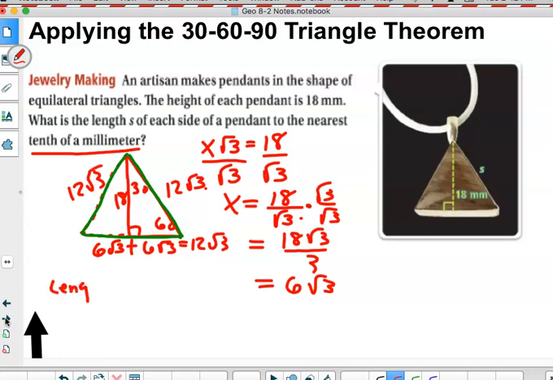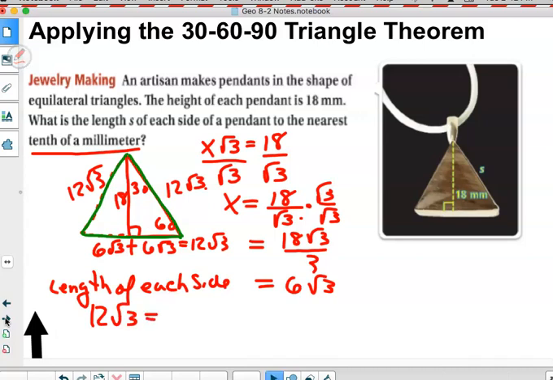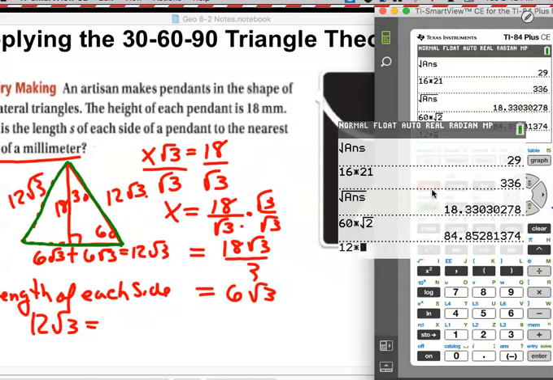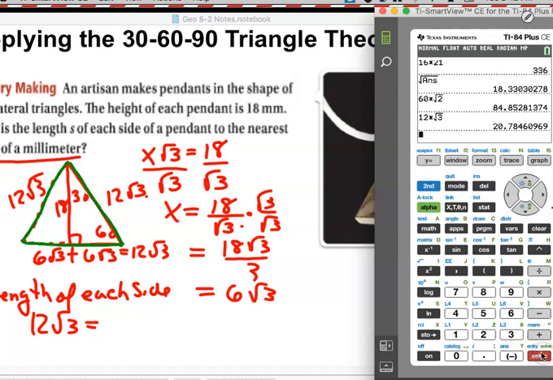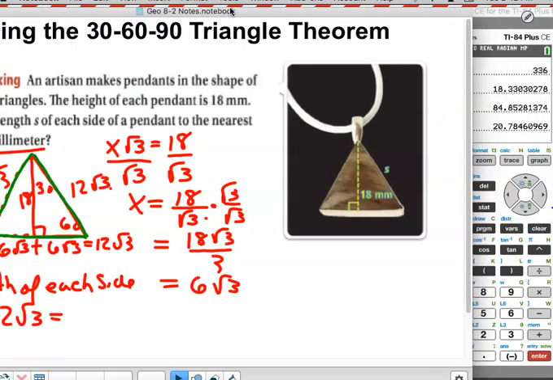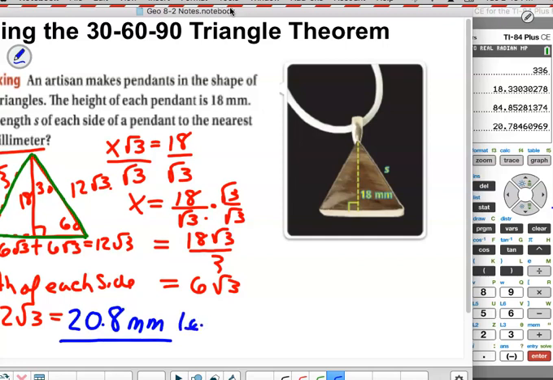So the length of each side is 12 square root of 3, which, because they asked for the nearest tenth of a millimeter, I'm going to calculate 12 times the square root of 3, and I hit enter, and it's 20.78. And I've got to check out the tenth of a millimeter. So my tenth is 20.8, because I round that 7 to 8. So it's 20.8 millimeters, and that is the length of each side.